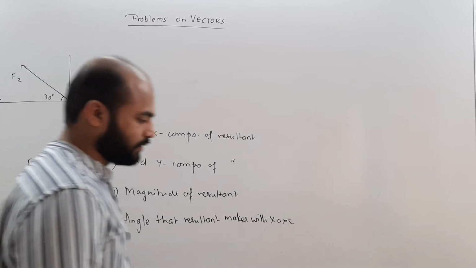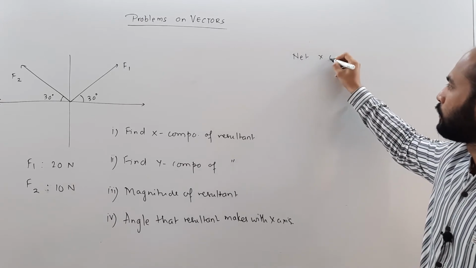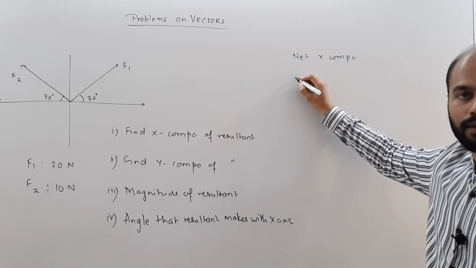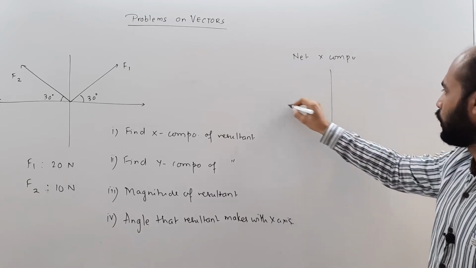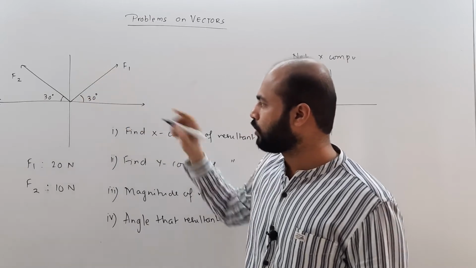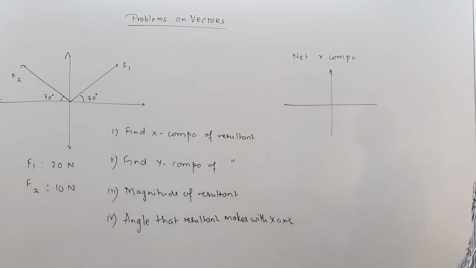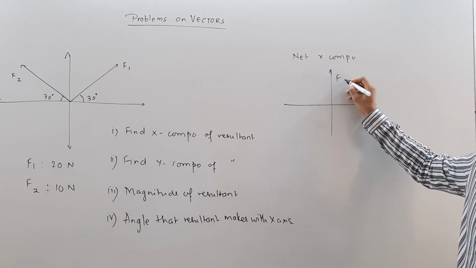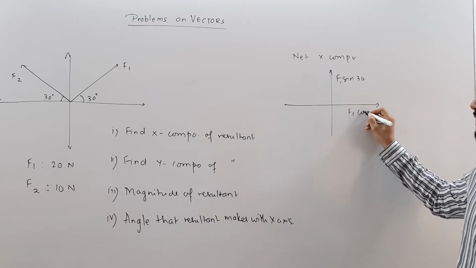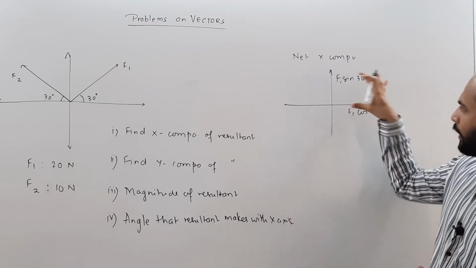The first thing that we have to do is find the net x component and then find the net y component. So first we will find the net x component. Now as you can clearly see, this particular force we can resolve along this axis and along this axis. So along y, if I resolve the F1 part, then it's going to look like F1 sine 30 and this is going to be F1 cos 30. So we have got the x component of F1 and the y component of F1.